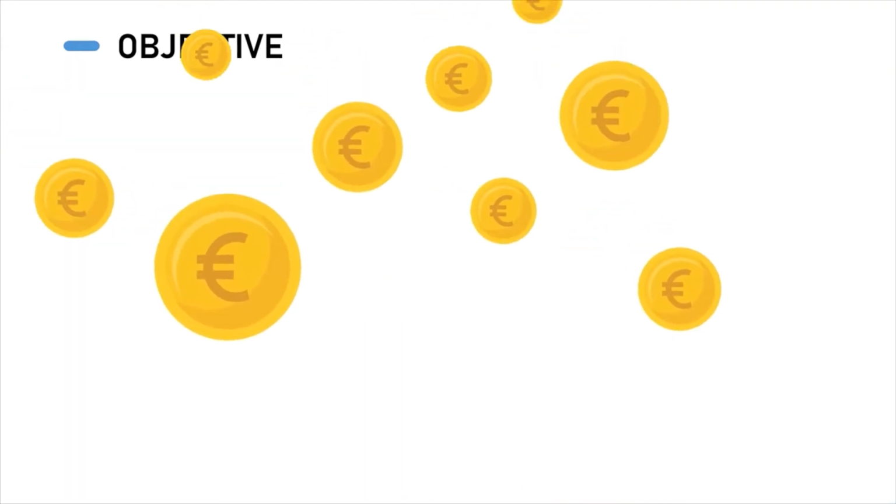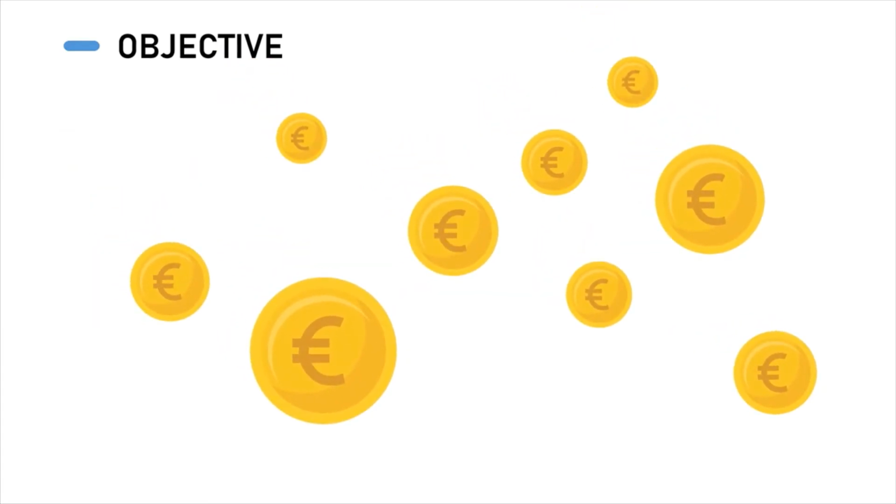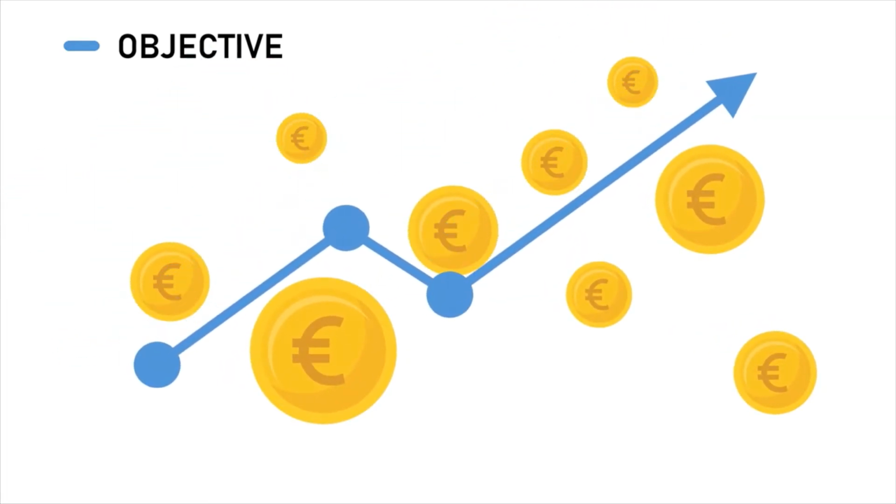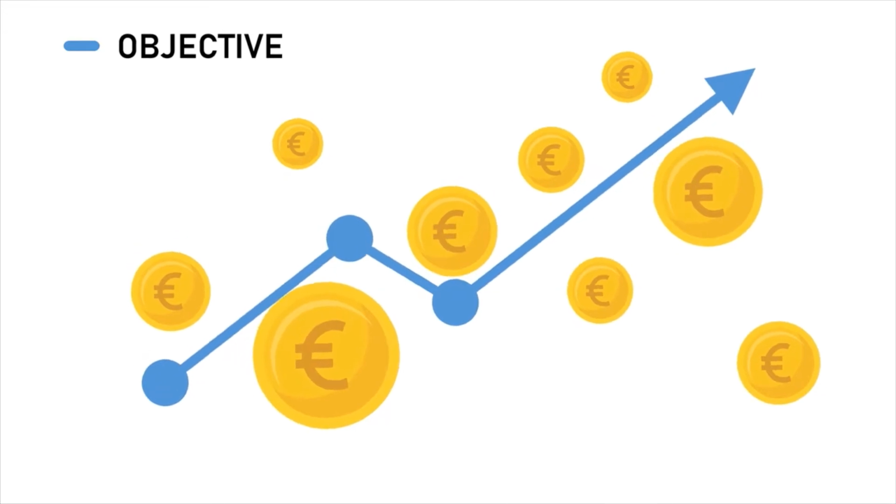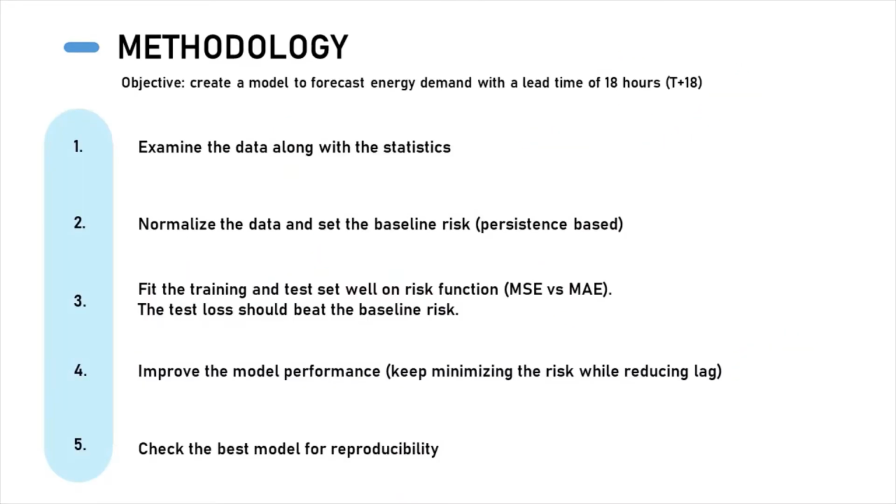energy producers. We will build the forecast model based on time series datasets using a deep learning neural network, specifically the difference network architecture. The methodology is as follows. Firstly, we examine the data and its statistics. Secondly, we normalize the data and set our baseline risk. Thirdly, after we get the baseline, we fit the training and test set on risk function. Next, we improve the model performance and decide which model produces the largest profit. And finally, we check the best model for reproducibility.